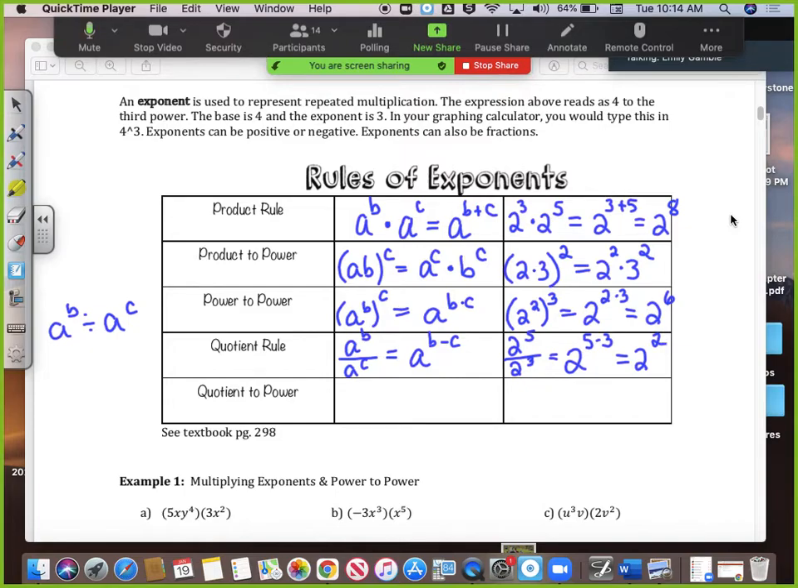Now notice all of the answers that I am getting here, I'm leaving them in exponential form, meaning that the answers still have exponents in them. I'm not necessarily saying, okay, this final answer equals 4.